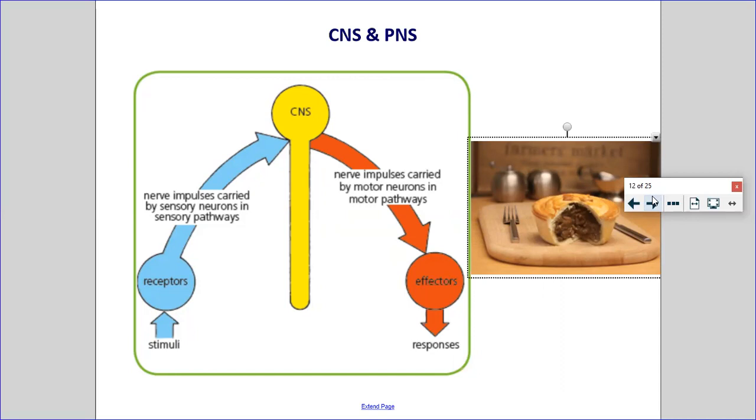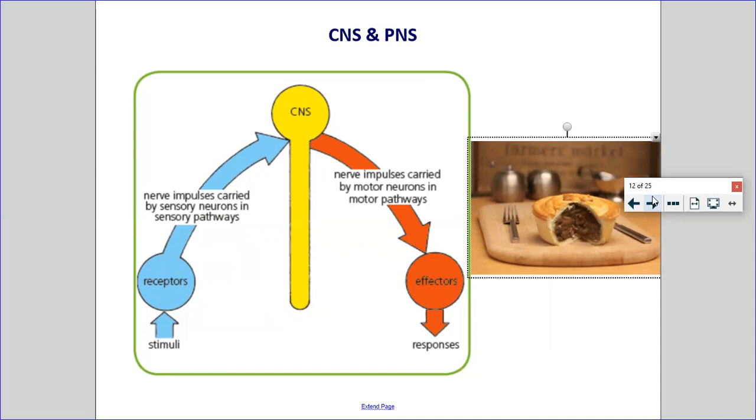motor nerves. So in the example, if I see a pie and I smell pie, me want pie, me eat pie. Well, in the example, the stimulus is the pie, and the receptors are my eyes and my nose. And my eyes and my nose send information to my brain in the central nervous system. And in my brain, my brain will compare that information that I'm receiving from my senses with previous information that I've got stored in there.